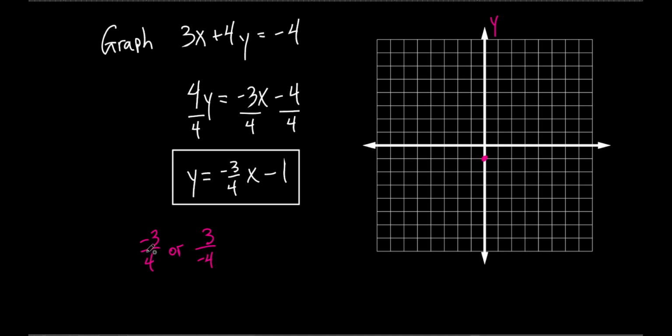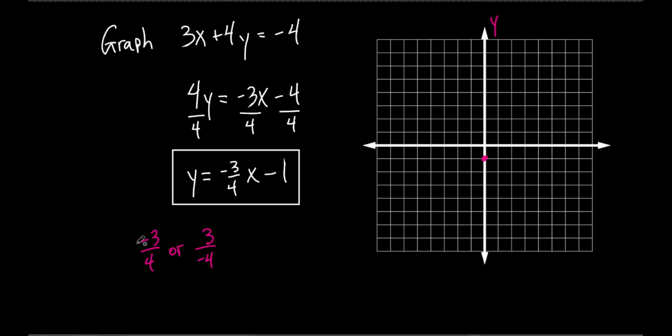Because what's a negative divided by a positive? It's a negative. What's a positive divided by a negative? It's still a negative, right? So it's still negative 3/4 x. Let's use the first one, okay? So where do we start? Do I go back to the origin? No. I go to the y-intercept where I put that first point.